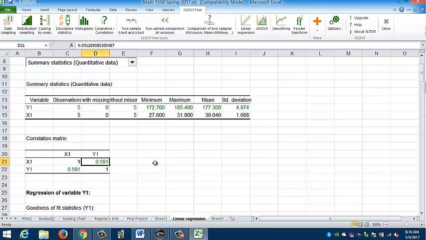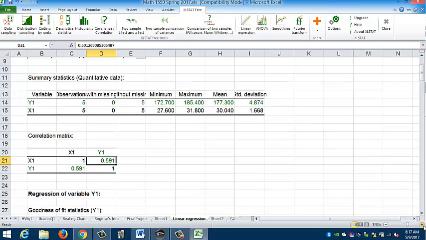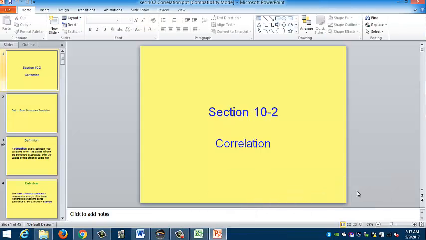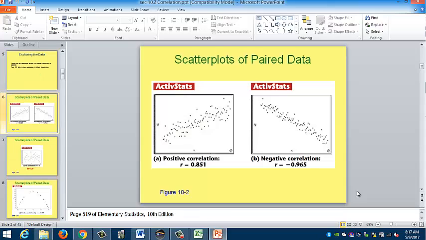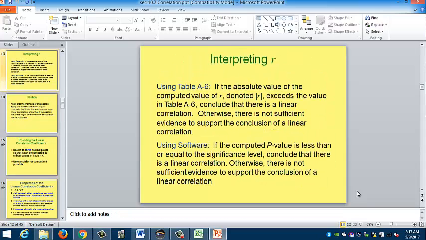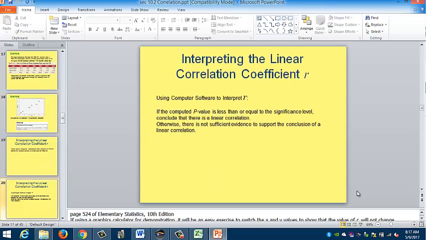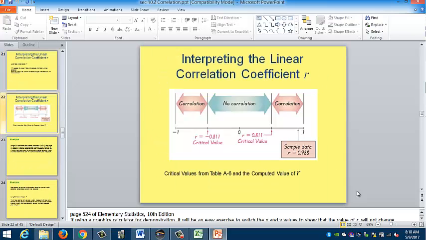Now, how do you interpret that? Notice it's in green also. So how do I interpret that 0.591? Yesterday when we talked about correlation, the picture I showed you that I thought kind of summed it up was right there, right? If the correlation coefficient is close to 0, there's no correlation. It has to get into the critical region for there to be a correlation.